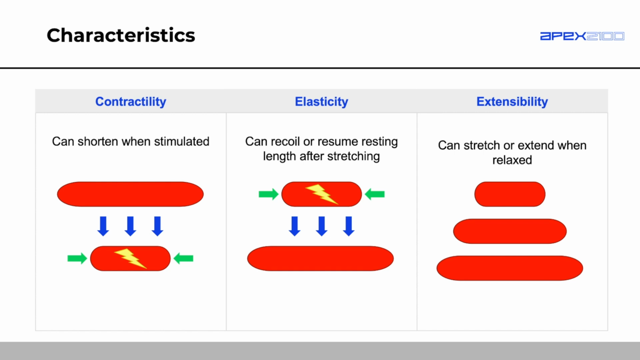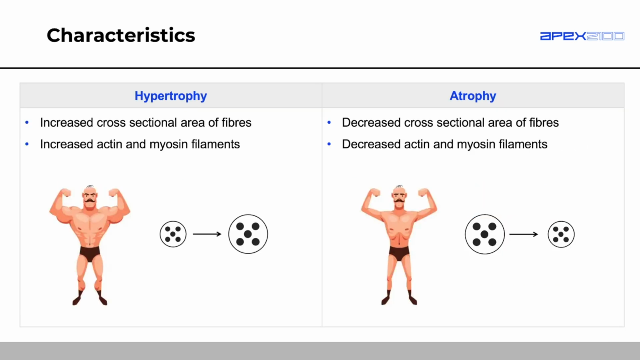So if we contract the muscle, it shortens, and then the muscle is able to go back to its original resting position. And then finally, extensibility, which says that muscles can stretch or extend when relaxed. So this is like when we're doing some stretching at the gym, you're stretching the muscles. The muscles are going through extensibility where they're becoming stretched via the movement that you're doing to stretch them.